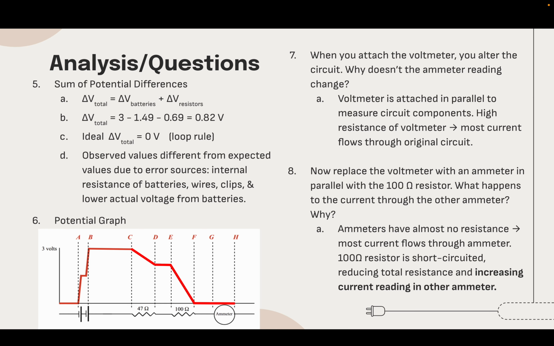When we attach the voltmeter, the ammeter reading does not change due to the voltmeter being attached in parallel, and due to the high resistance of the voltmeter, most of the current would flow through the original circuit. If we replace the voltmeter with an ammeter in parallel, then our total current reading would go up because the ammeter allows short circuiting to bypass the 100 ohm resistor, which reduces total resistance.